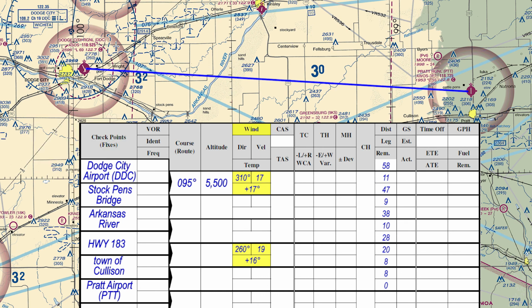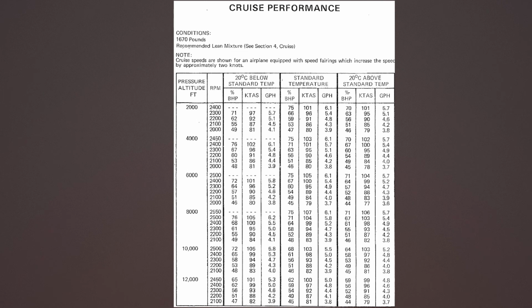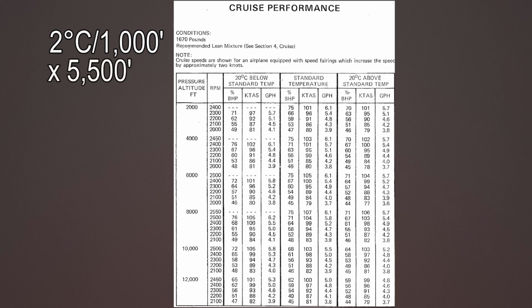Our next column in our navlog is the true airspeed, and we can find that by looking at the performance charts for our Cessna 152 in this example. For cruise performance, you see that there's an altitude listed, and then there's 3 different columns: 20 degrees below standard, standard, and 20 degrees above standard. So we need to figure out what standard temperature is at 5,500 feet and see where we fall. Temperature decreases by 2 degrees every 1,000 feet, so at 5,500 feet it should be 10 degrees lower than standard. In other words, it should be 5 degrees.